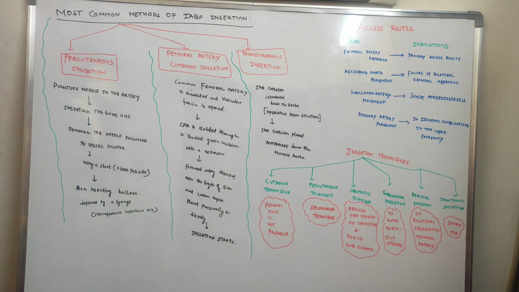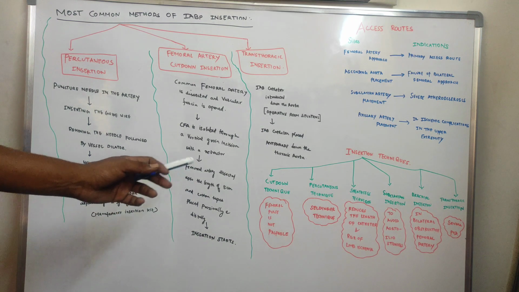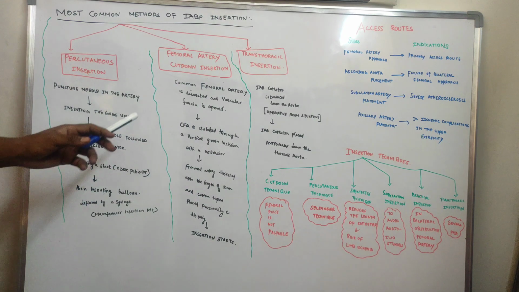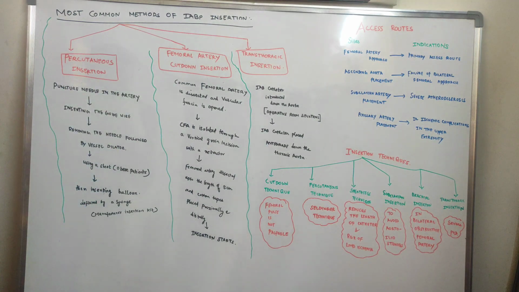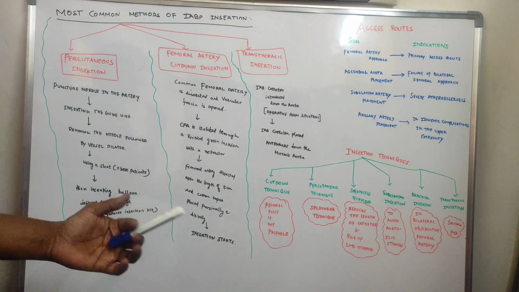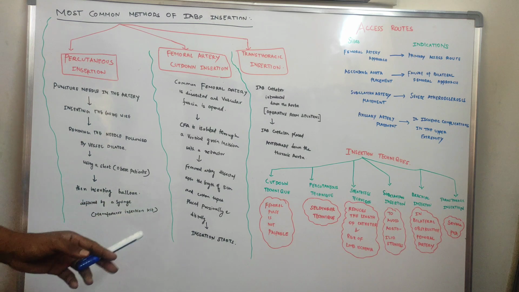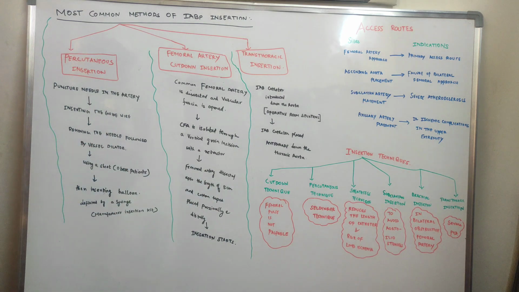And then IABP insertion techniques, these are the techniques we are using. The first is the cut down technique, that is what we do in femoral artery cut down insertion. The same cut down technique is used where the femoral pulse is not palpable. In obese patients the femoral pulse can be not palpable, or in peripheral artery disease. So for those people we can use the cut down technique.